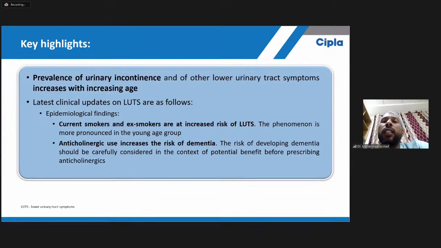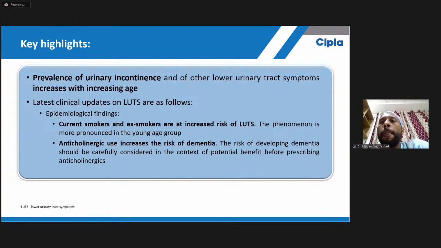Coming to the highlight of this presentation, the epidemiological studies suggest that current and ex-smokers have an increased risk of symptoms, and this is more pronounced in the young age group. Anticholinergic drugs increase the risk of dementia, so they should be very carefully selected, in a selected group of patients only. They should not be given to a person suffering from dementia.